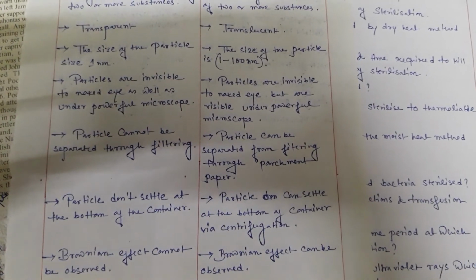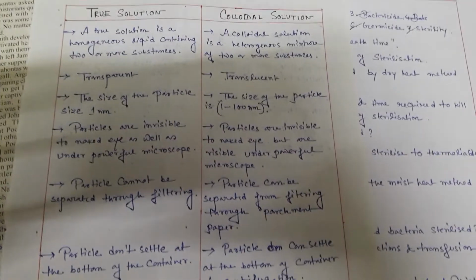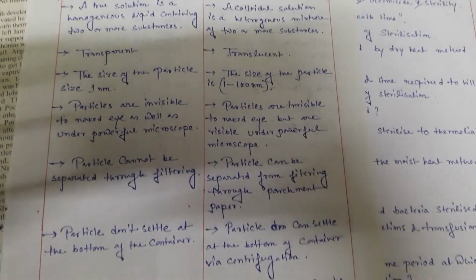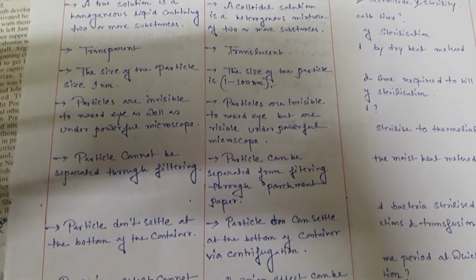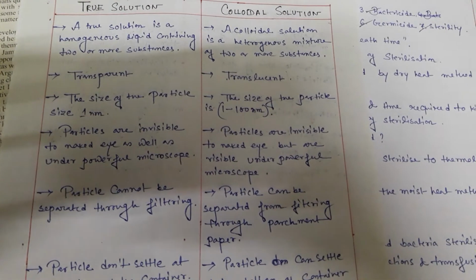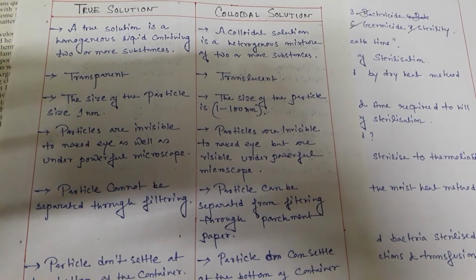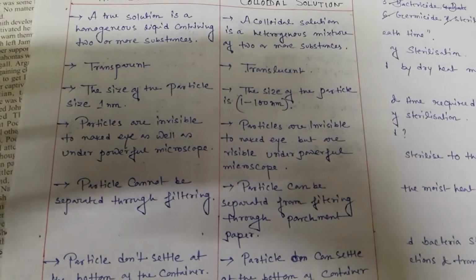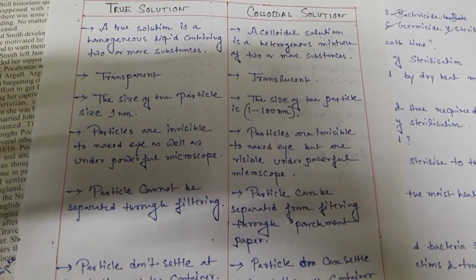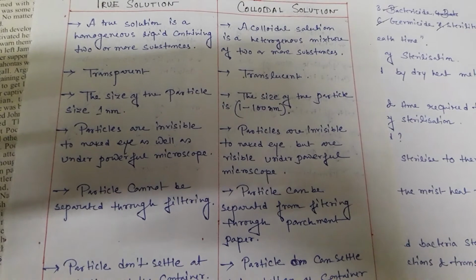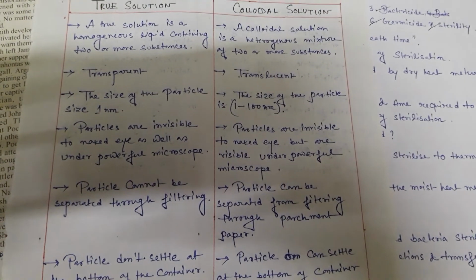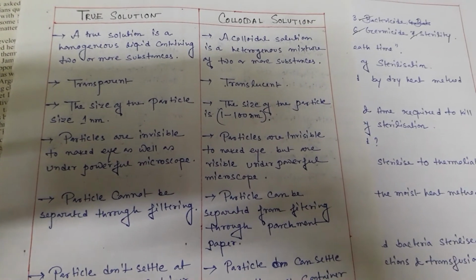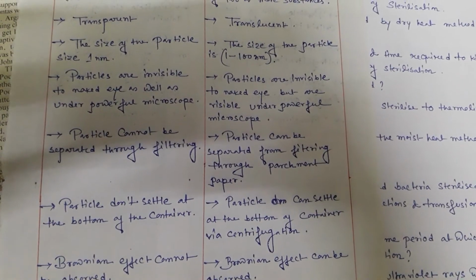And another point is that the Brownian effect cannot be observed in a true solution, but the Brownian effect can be observed in a colloidal solution. Actually, the Brownian effect is used to prevent sedimentation, and in the colloidal solution the particles move freely, individually and separately. So in this case the Brownian movement helps to prevent sedimentation, but in a true solution the solid particles are totally dissolved in the solvent, so that's why the Brownian effect cannot be observed.